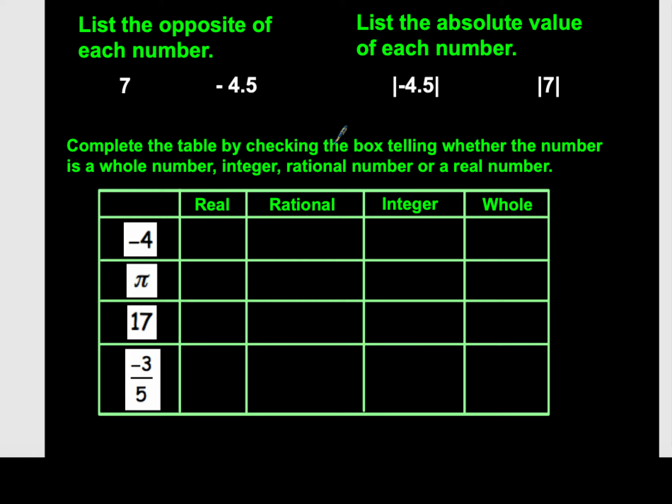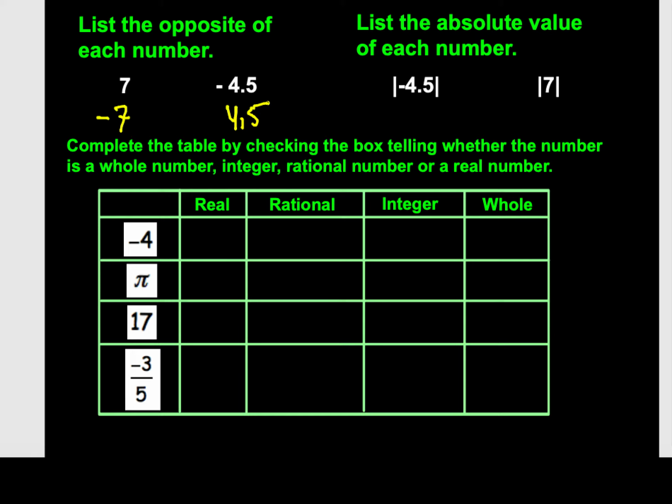Again, talking about opposites, the opposite of the number 7 would be the number -7. The opposite of the number -4.5 would be +4.5. Again, one of the numbers being positive, one of the numbers being negative.